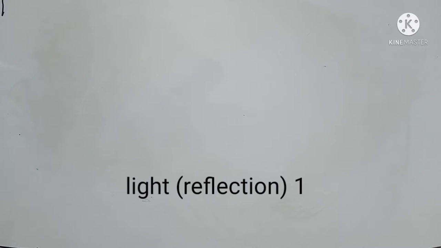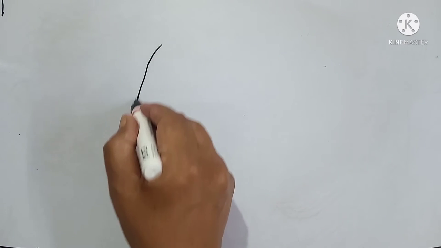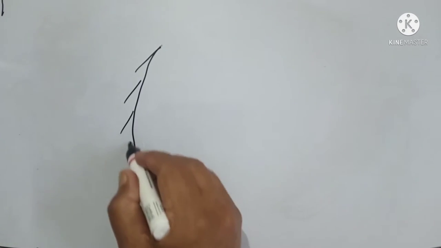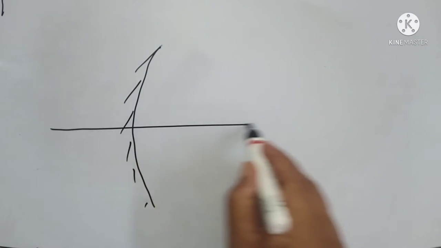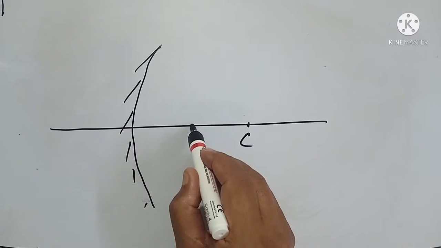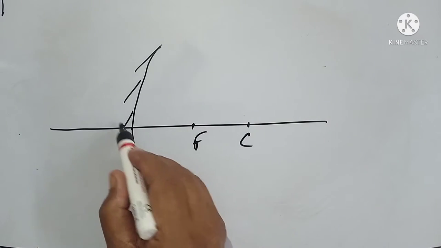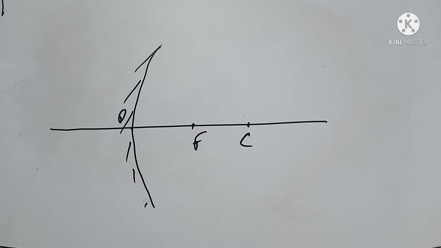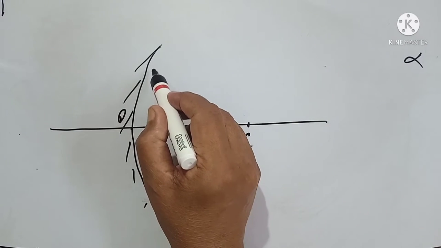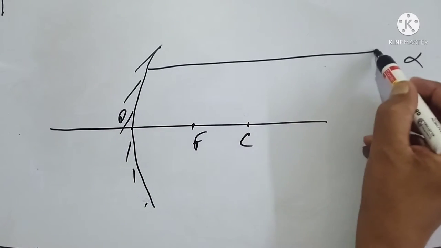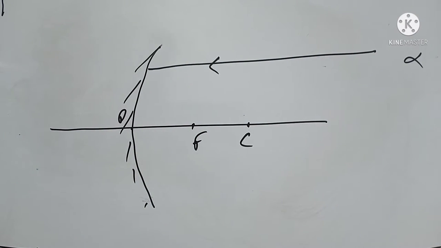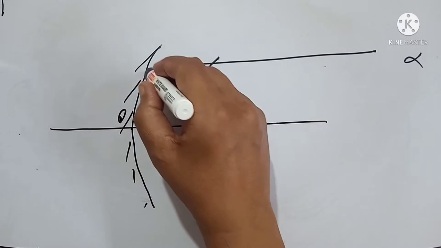Hi everyone. Today we start with physics. The topic is reflection: how images are formed through a convex mirror. Let us consider a convex mirror. This is the principal axis. This is the center. This is F, the focal point. And this is the pole. First we put an object at infinity, and for that we take a ray parallel to the principal axis. After reflection, it passes through F.